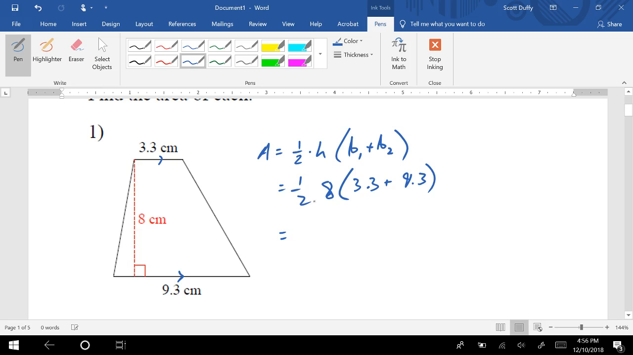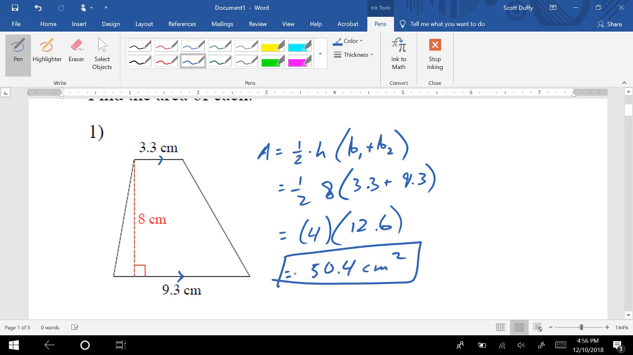Alright, so 1/2 times 8 multiplies to be 4. And then we have 3.3 plus 9.3 is 12.6. Multiply those together. 50.4 square centimeters. Easy.